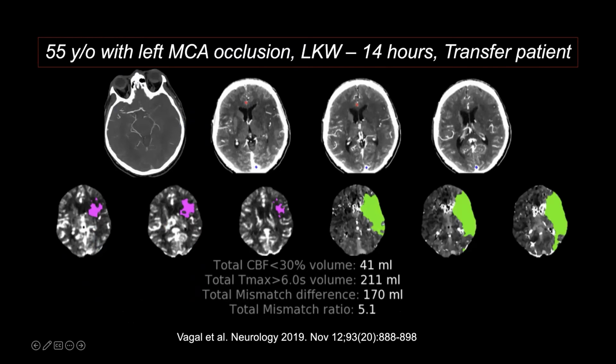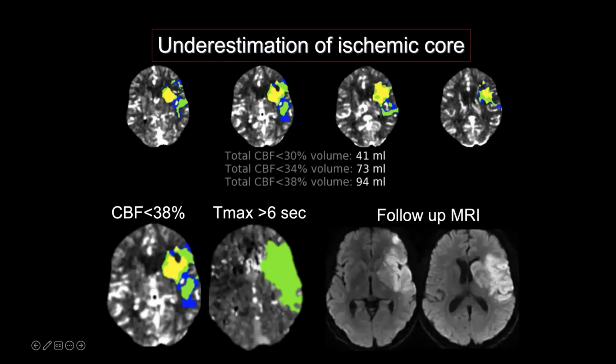Here's another example. 55-year-old left MCA occlusion, last known well 14 hours. This was a transfer patient, which means we did not have any of the CTs or the CTA. The patient basically had only CT perfusion in our center and the other baseline studies outside. If I look at my CTP over here, I've got a small core, I've got a large penumbra, but I'm also looking at the other images that are available. I can clearly see that there is more in that left MCA that seems to be hypodensity, which somehow the CTP is not capturing. This is underestimation of the ischemic core.